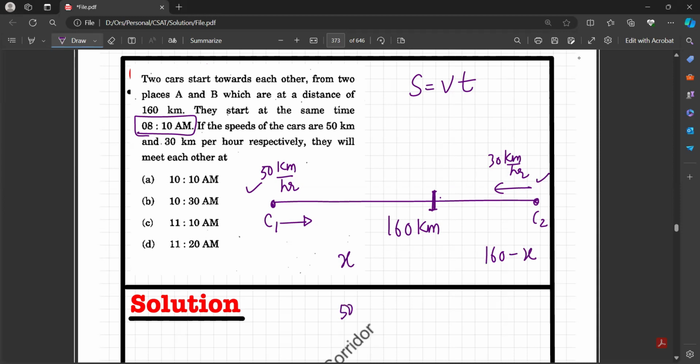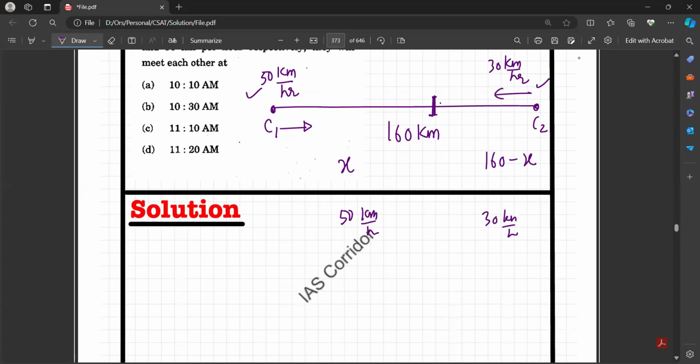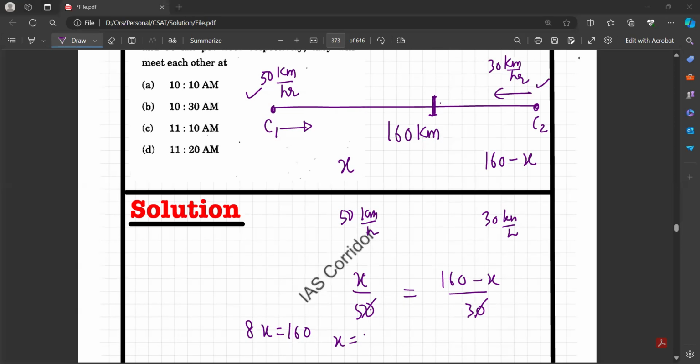If this travels at 50 kilometers per hour, this will travel at 30 kilometers per hour. Since the time of both is the same, and time is s by v, your equation would be x by 50 equals 160 minus x by 30. If you solve this, you will get 8x equals 160. So x becomes what? Did I make a mistake somewhere? Just a minute. Zeros are getting cancelled. I found the mistake.